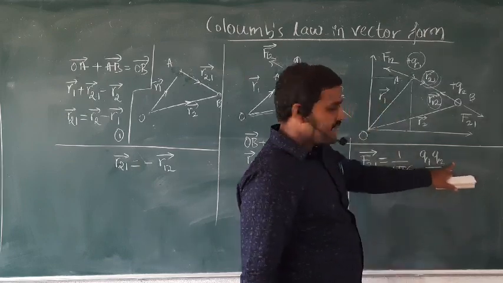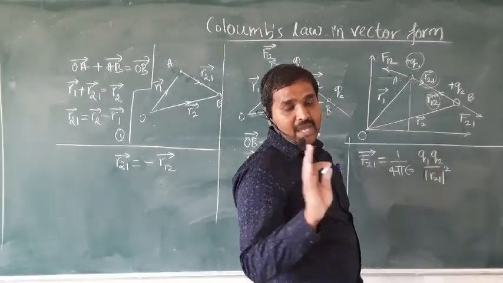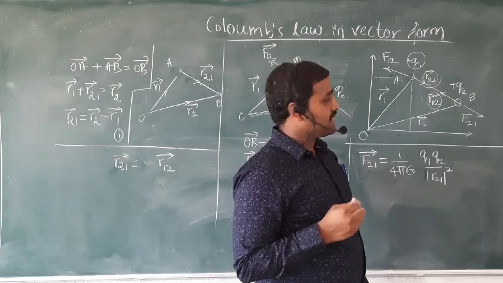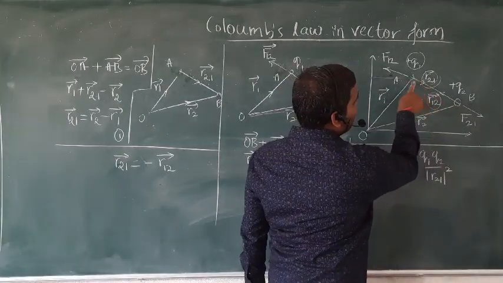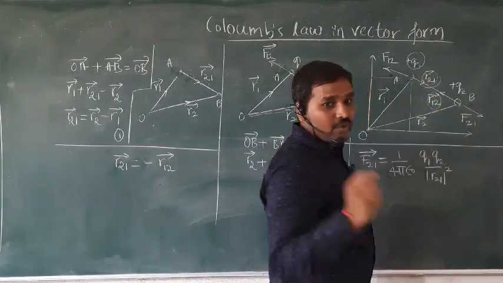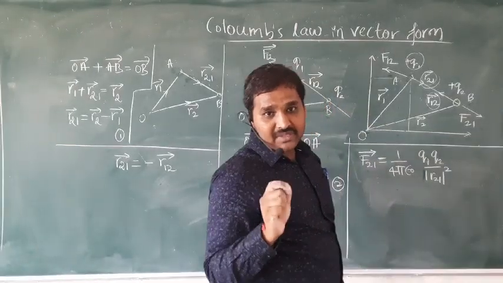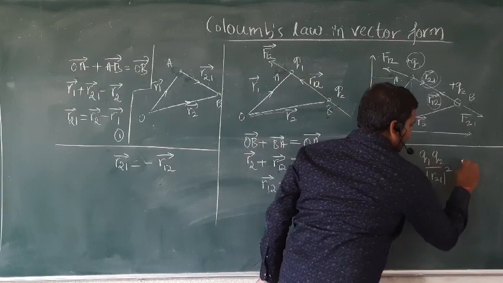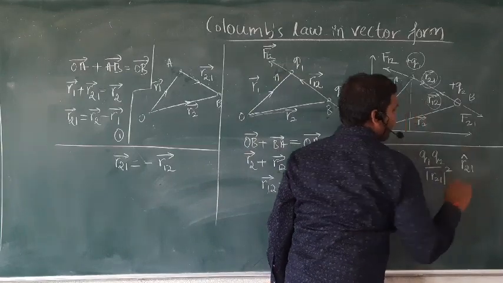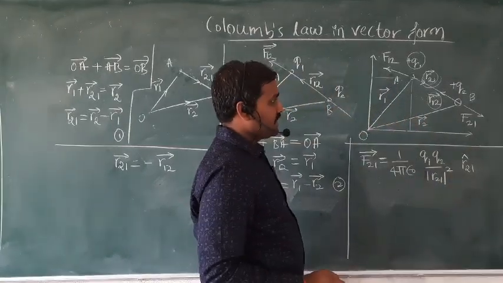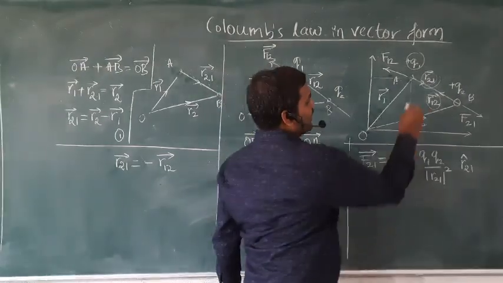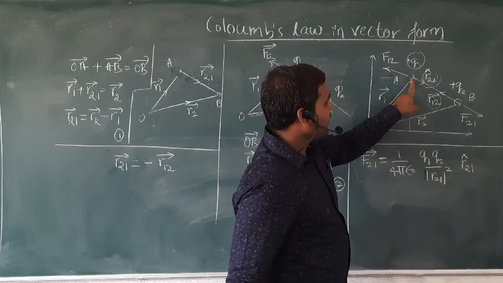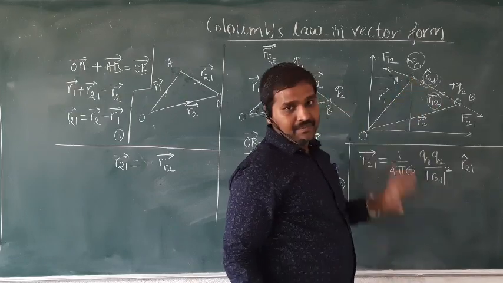So far it is a scalar form. It does not have any direction, so I should indicate its direction. That direction is from A to B. For that we write a unit vector, just like the i and j I wrote earlier. For this unit vector I write R21 cap. Is it clear? This R21 cap indicates the unit vector from A to B.